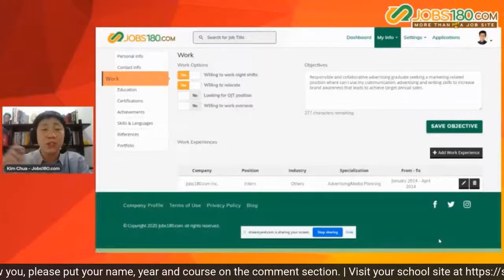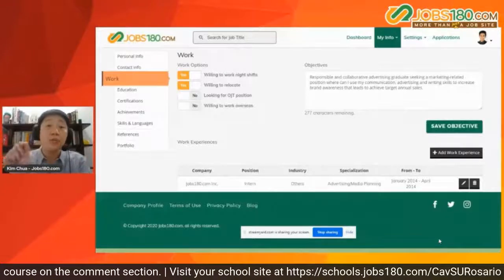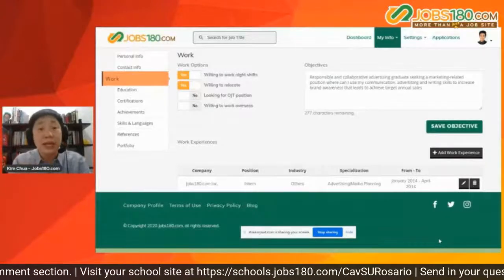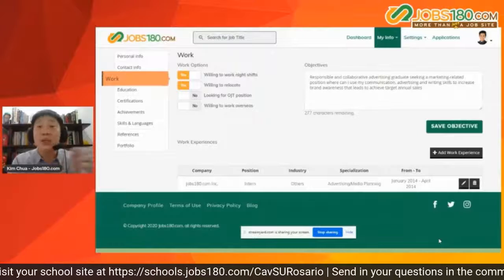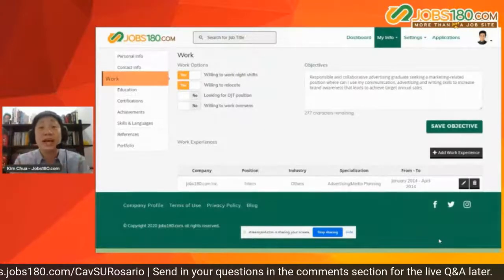Yes, no switch, on, off switch. So you can choose here, for example, if you're looking for OJT, put yes if you're looking for OJT right now. And later on, when you no longer are, turn it off and put no. Depende yan kung anong mas trip nyo or ano mas pasok dun sa hinahanap nyo right now.